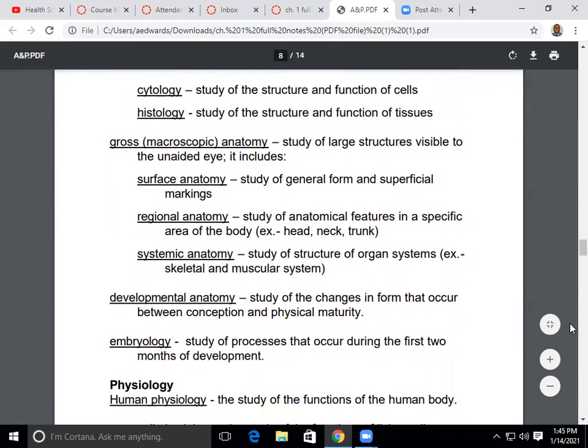We also have developmental anatomy. So here you're studying changes that happen between conception and physical maturity. Okay, so over the course of the development of an organism. And then there's embryology, which has to do with just the first 2 months of development. That's all part of anatomy.